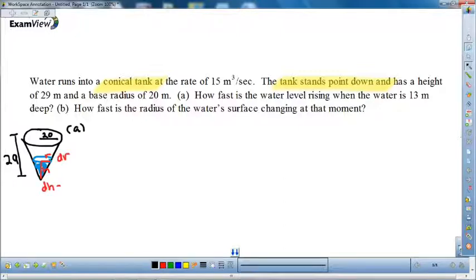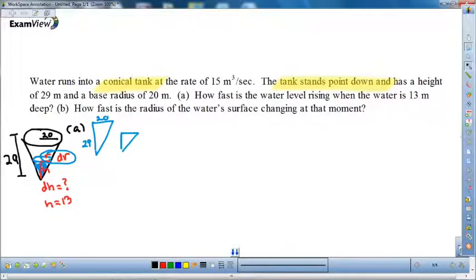So we try and find the height of the water at a specific moment in time when the water is 13. So this is one of those that we're going to have to use similar triangles because we don't know anything about r and we want to write r in terms of h. So we're going to use the big triangle and the small triangle.